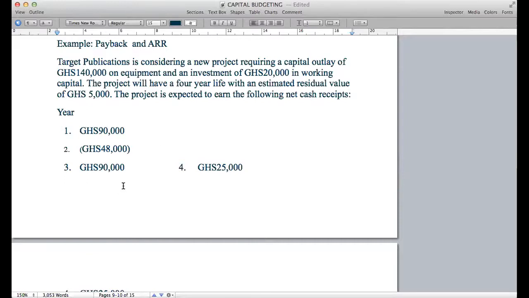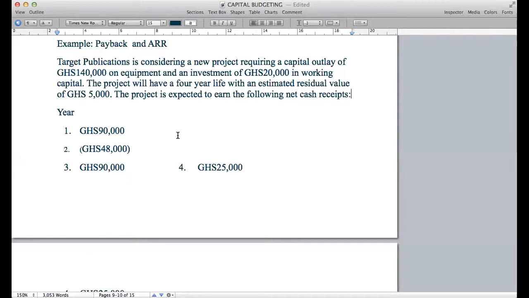So that is it. So calculate your account rate of return, payback, and make a decision. After calculation, determine whether they should accept the project or not. I hope you get it.